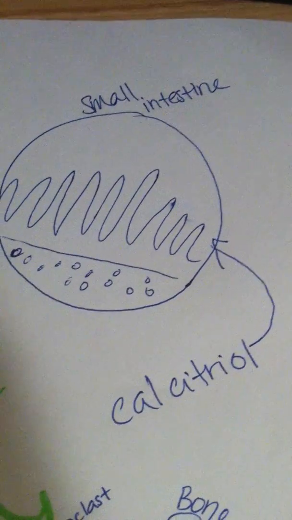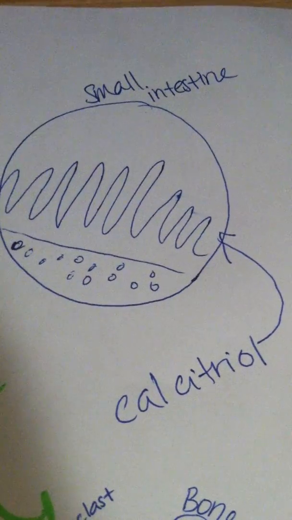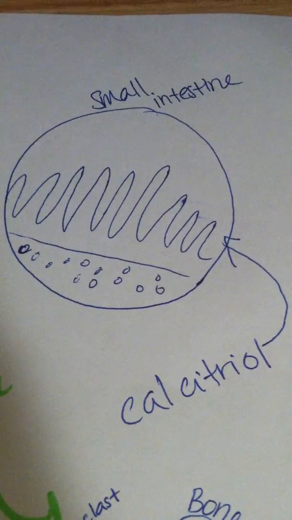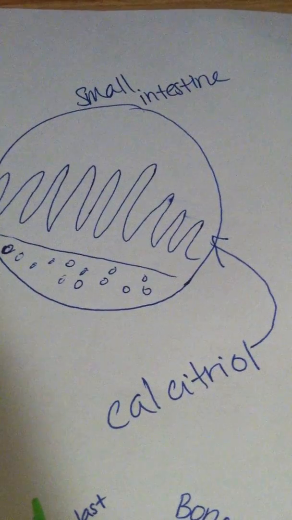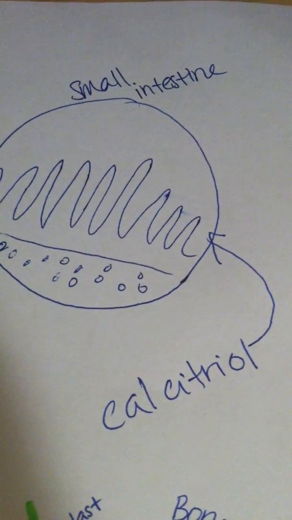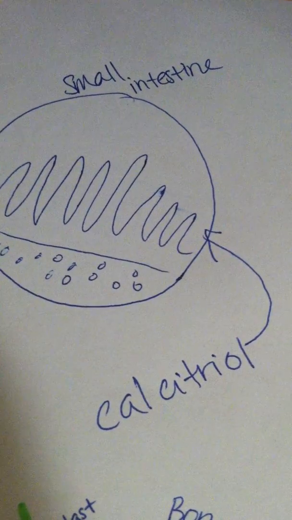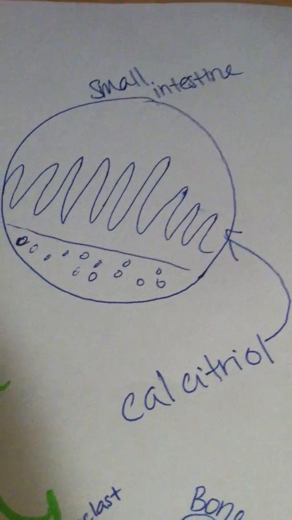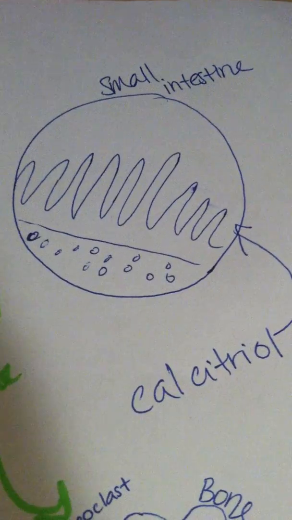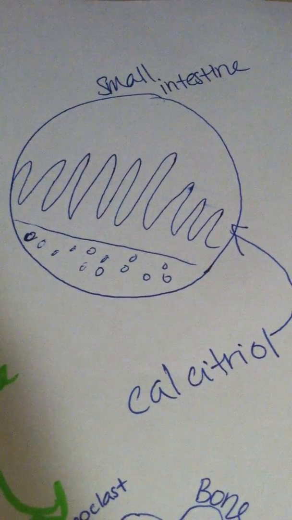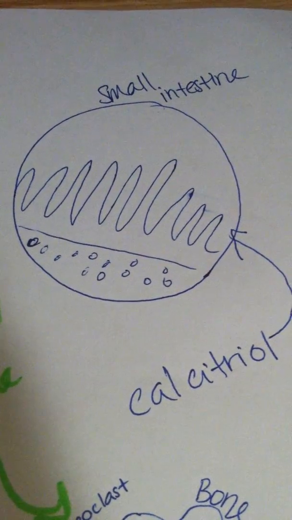And the parathyroid hormone also tells a hormone called calcitriol to bind to the cells in the small intestine. So our small intestine can absorb the calcium from the food that we eat, and the calcium that we ingested is then put into the blood so that our body can use it.